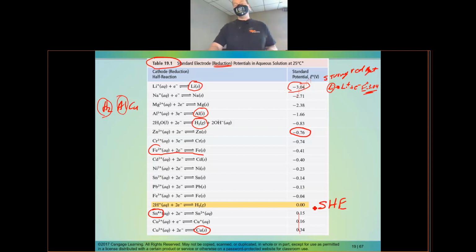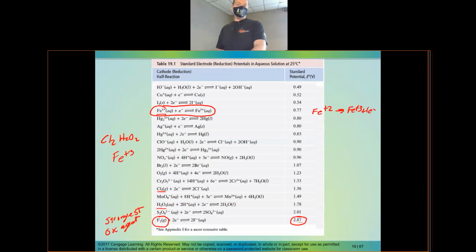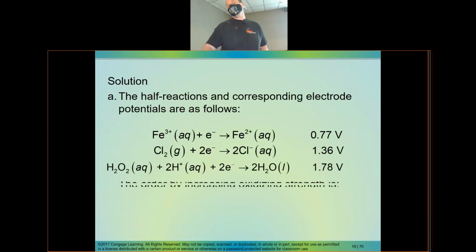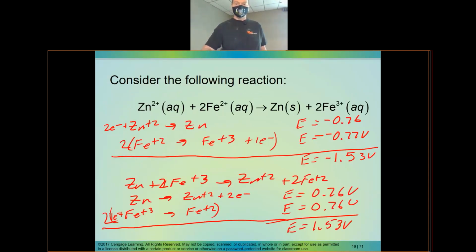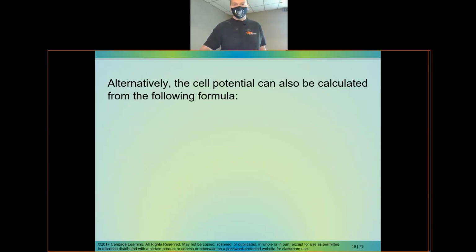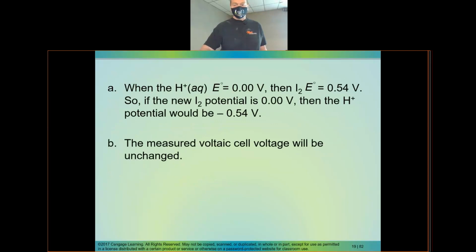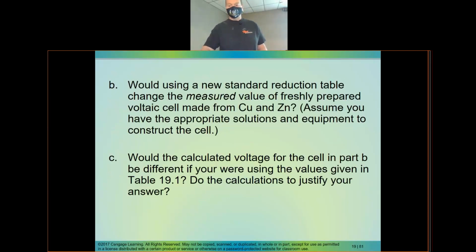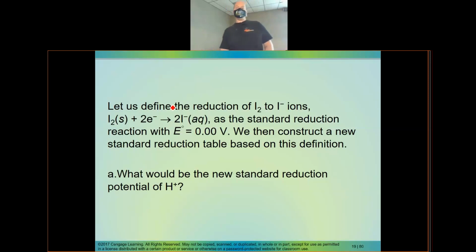All right. The question here says, well, what if we change that? We didn't make the hydrogen zero, but we make the iodine zero. So we're going to make this 0.54 and we're going to set that to zero. And so we'd have the standard iodine electrode instead of the standard hydrogen electrode. So it's just a what if question. All right, so we're going to set that as an E value of zero instead of the actual E value for that, which was the 0.54.